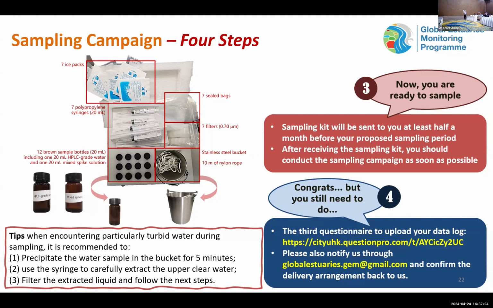So if in one location the water is very turbid and the TSS is very high, we recommend 3 steps. Firstly, you can let the water sample settle in a bucket for 5 minutes. After the 5 minutes, the TSS will settle down, and then you can use the syringe we provide to carefully extract the clear water, and then filter the extracted liquid and follow the next steps. Otherwise, our filter may also fail if the water is turbid.